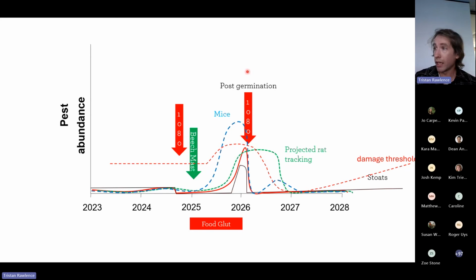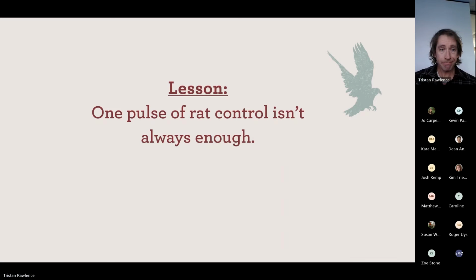And if we hit it hard immediately post-germination with a second 1080 operation, in theory, we can avoid most populations pushing above the damage threshold. Now, this would be a pretty good approach to take, but there's no way we can afford to do this everywhere. But for our sites where we're trying to protect rat-sensitive species, this is probably a good way to be. So our lesson here is that one pulse of rat control isn't always enough.